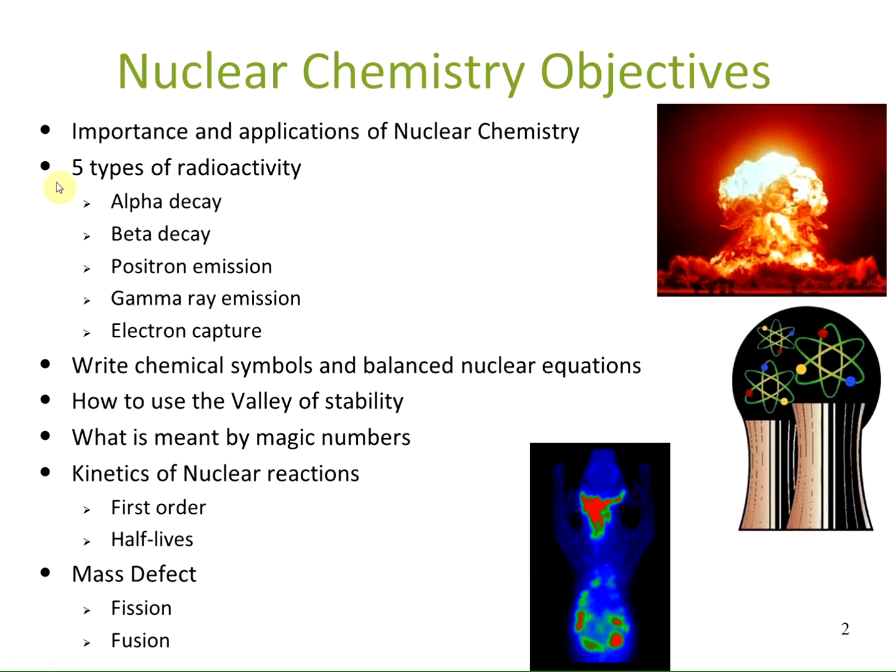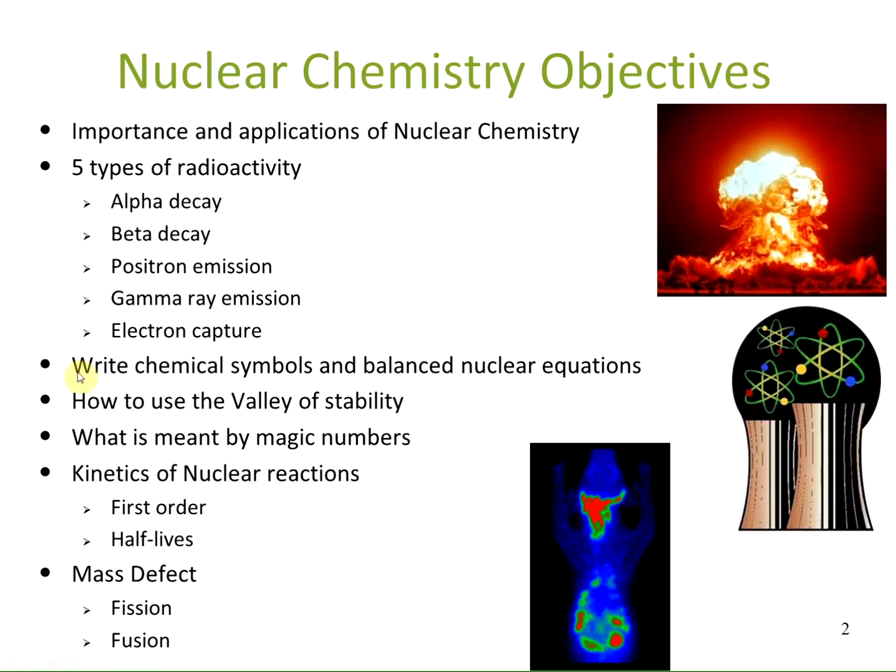And we're going to look at 5 types of radioactivity: alpha decay, beta decay, positron emission, gamma ray emission, and electron capture. So with these 5 types of radioactivity, we should be able to identify each type and also write balanced equations for those processes. So again, we want to be able to write chemical equations that represent those 5 different types of radioactivity.